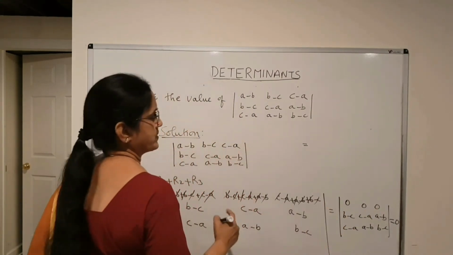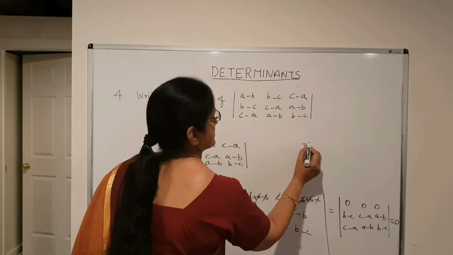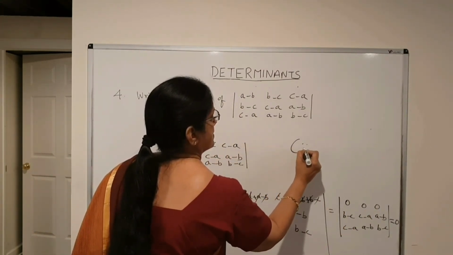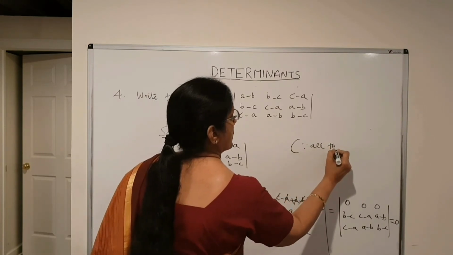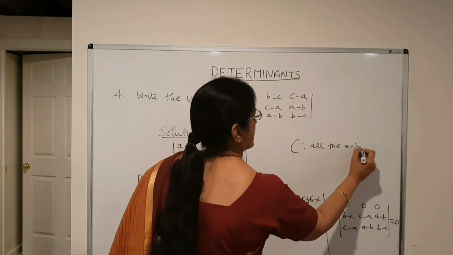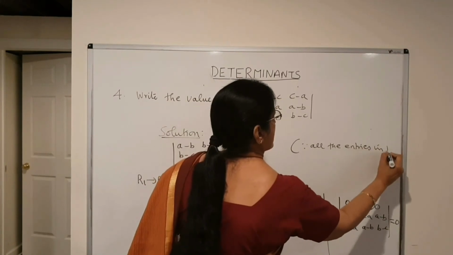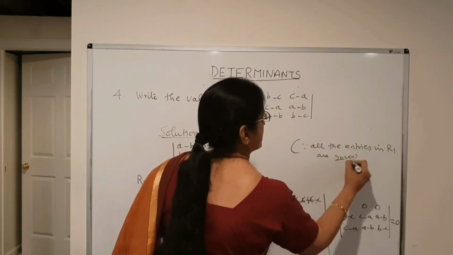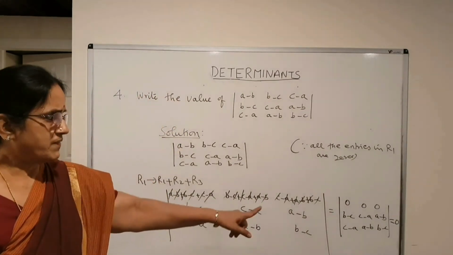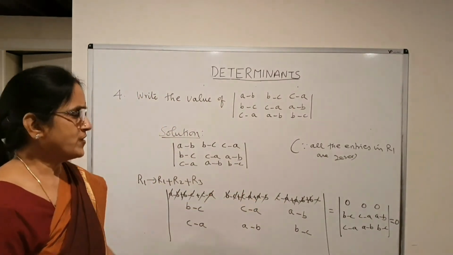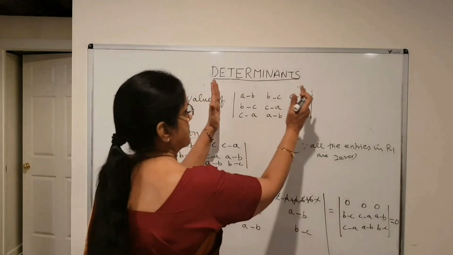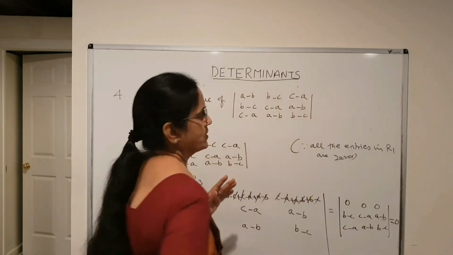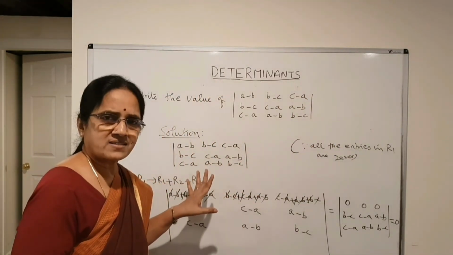What is the reason you are going to write? Since all the entries in R1 are 0, that's why the value is 0. You need to conclude your answer. The value of this determinant is equal to 0. That will be your final answer.